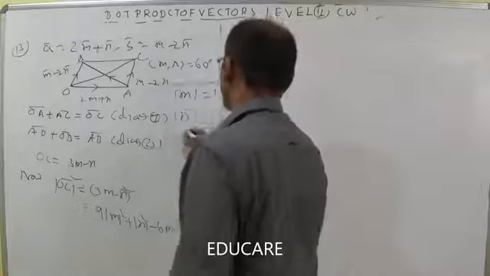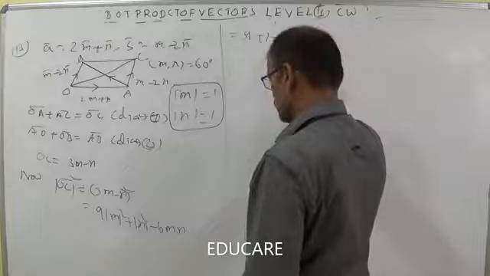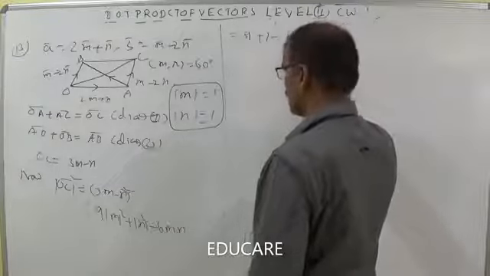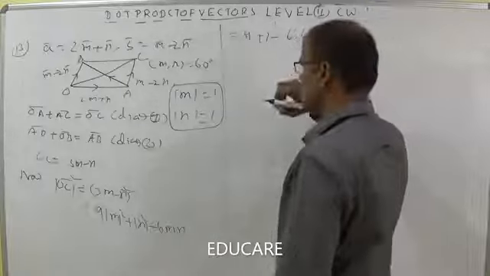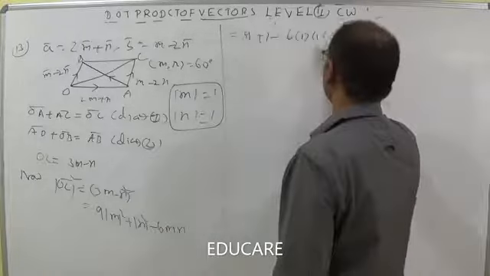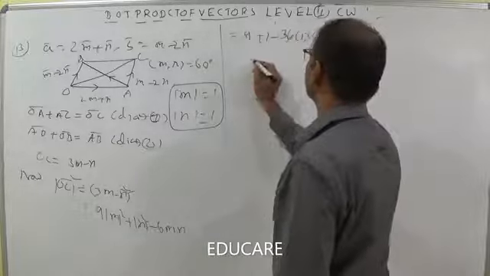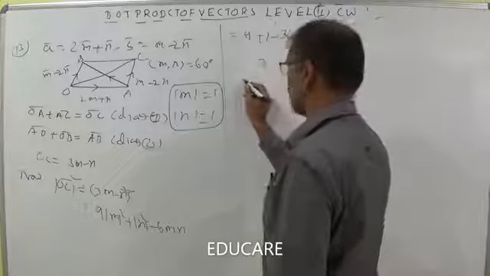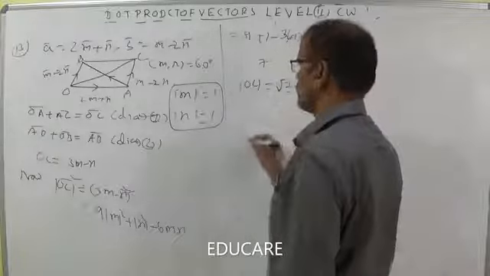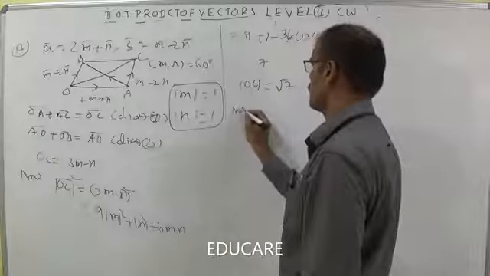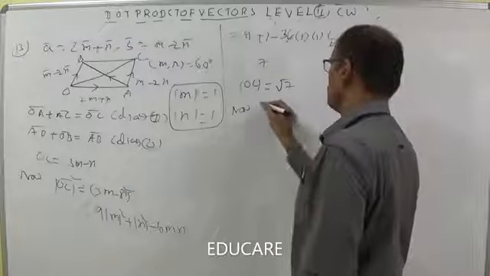This is the data given. So 9 into 1 is 9, plus 1, minus 6 into m dot n, which is 6 into 1 into 1 into cos theta, with the angle 60 degrees, I mean 1 by 2. So it becomes 3. 10 minus 3 is equal to 7. Now OC, we need OC equal to root 7. One diagonal is completed. Now let us discuss the AB diagonal.